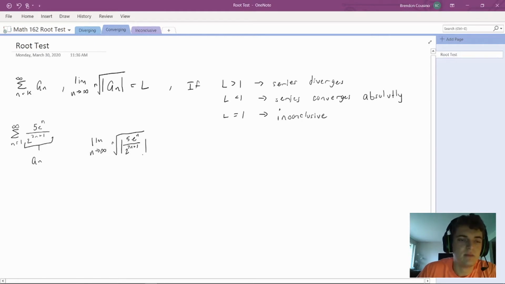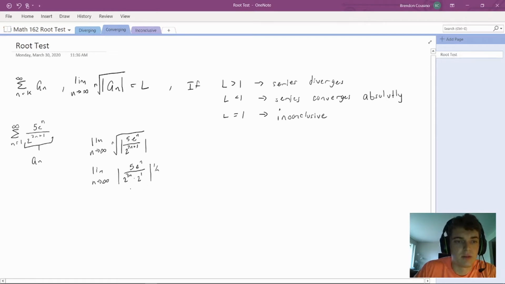Okay, so for my next step I'm going to write this as a fractional exponent. So it's going to be the limit as n approaches infinity of the absolute value of 5e to the n. And on this step I'm also going to break up this denominator using exponent rules. So it's going to be 2 to the 3n multiplied by 2 to the first power, and all raised to the fractional exponent of 1 over n.